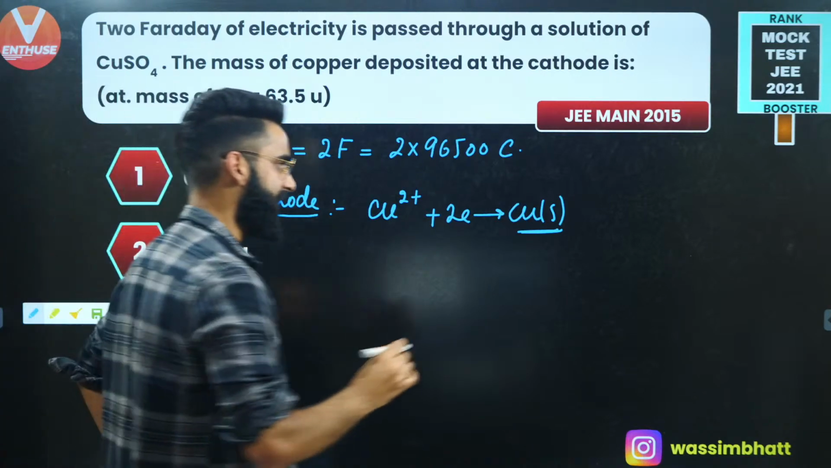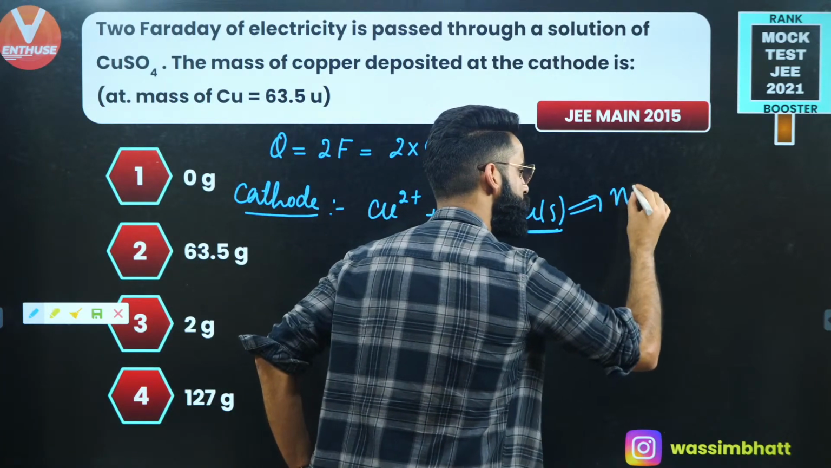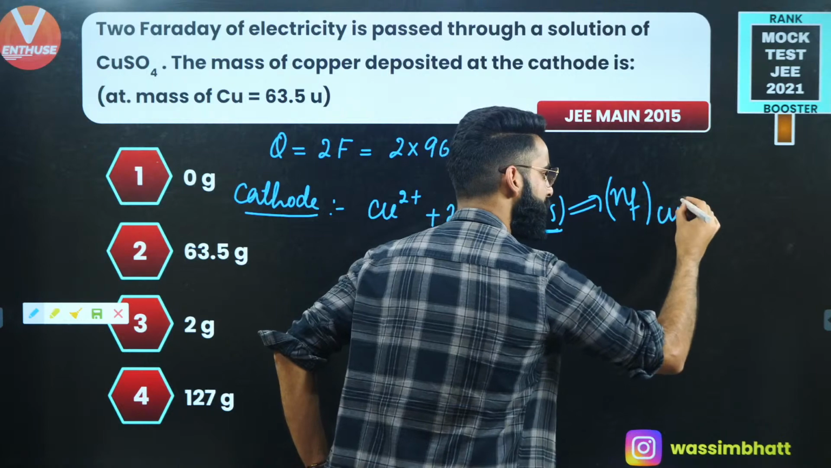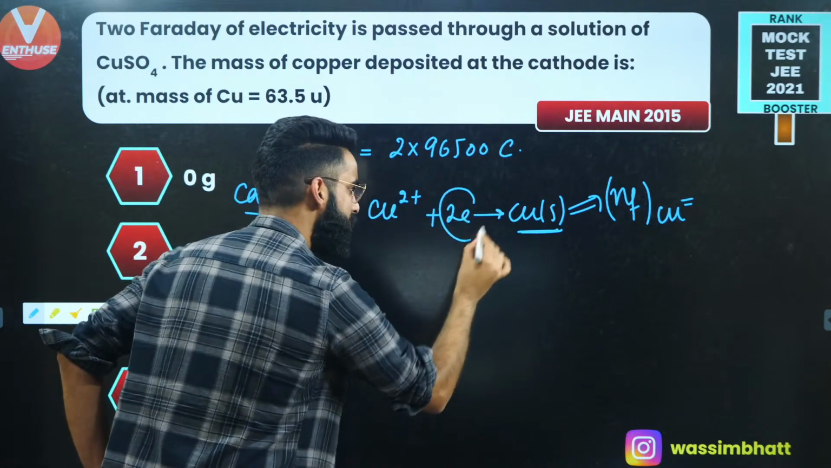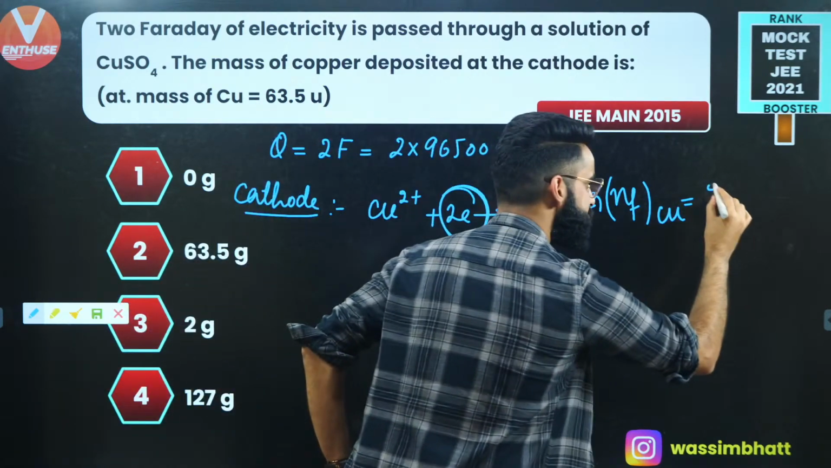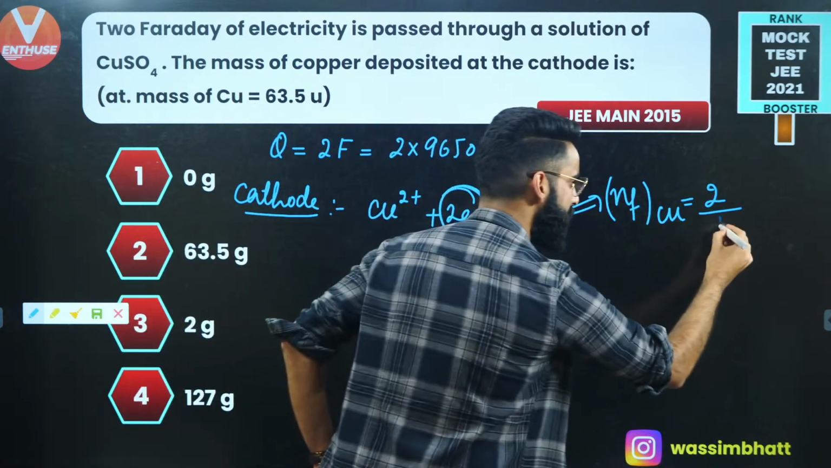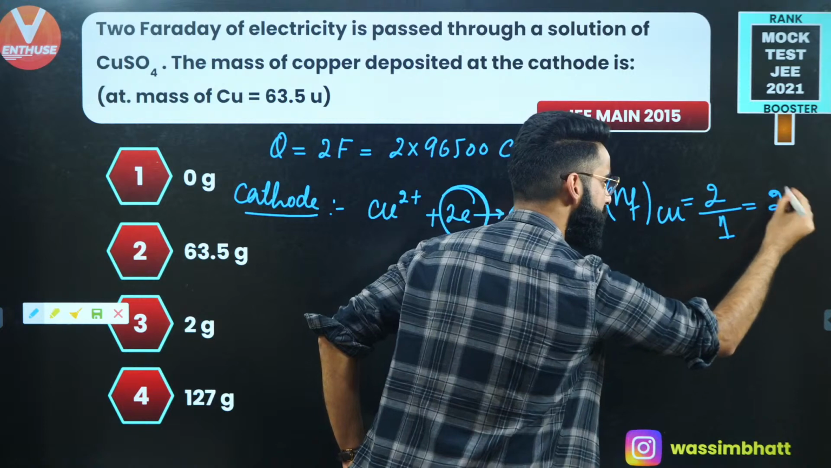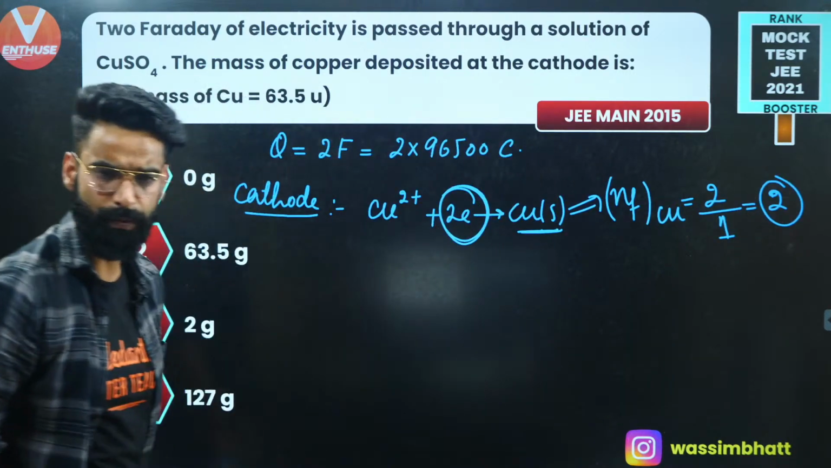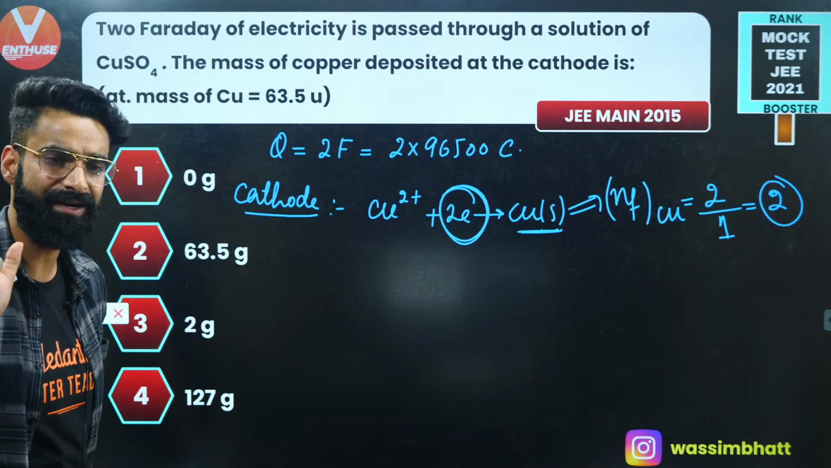Now, first thing which I'm doing right here, let me calculate the n factor of this copper. N factor of this copper is going to be equal to how many total electrons are exchanged in the reaction? 2 electrons are exchanged in the reaction, divided by stoichiometric coefficient of copper is 1. So 2 divided by 1 comes out to be 2. So n factor of this copper in this reaction is 2. Now the question is done and dusted.